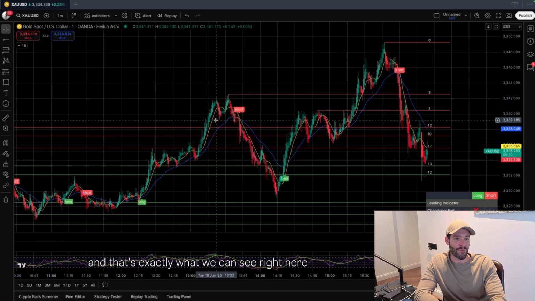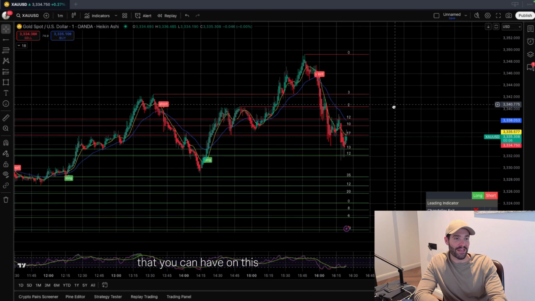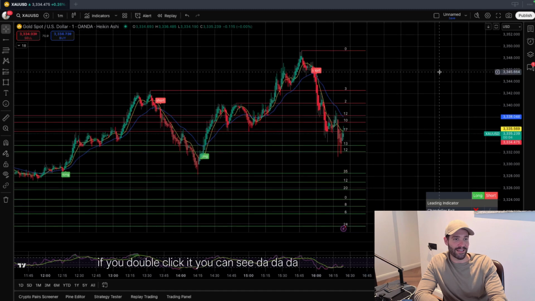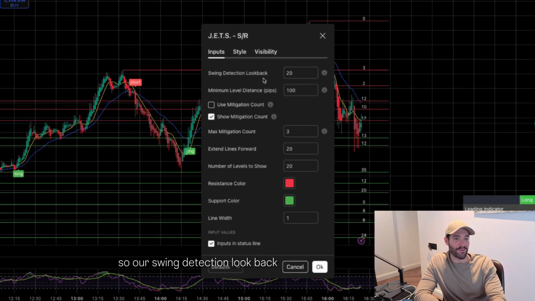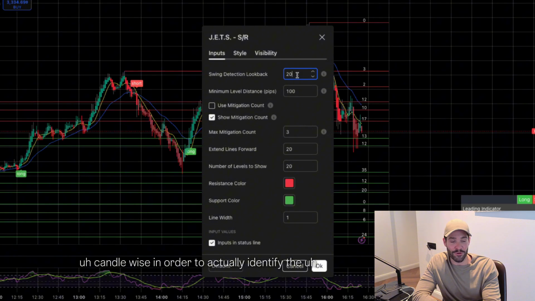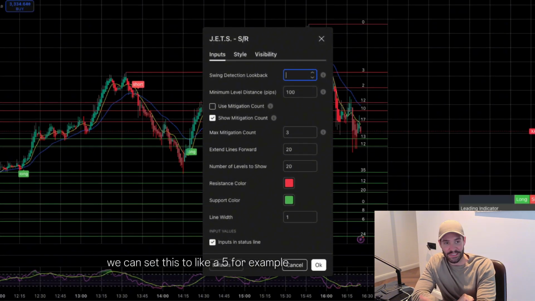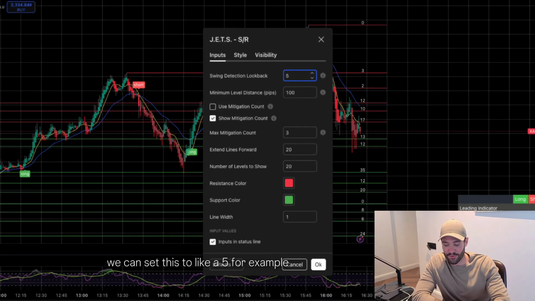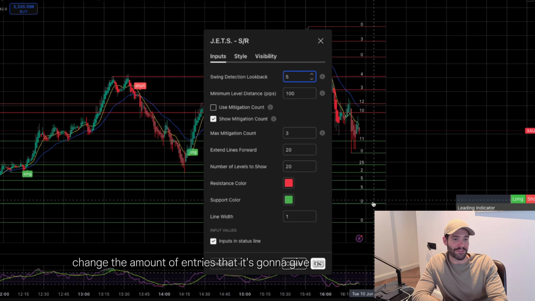And that's exactly what we can see right here. Now, there's a few different settings that you can have on this. If you double click it, you can see the different thresholds for it. So our swing detection look back, this is basically telling us how long we're looking back candle wise in order to actually identify the support and resistance. We can set this to like a 5, for example, and it basically changes the amount of entries that it's going to give us on there.